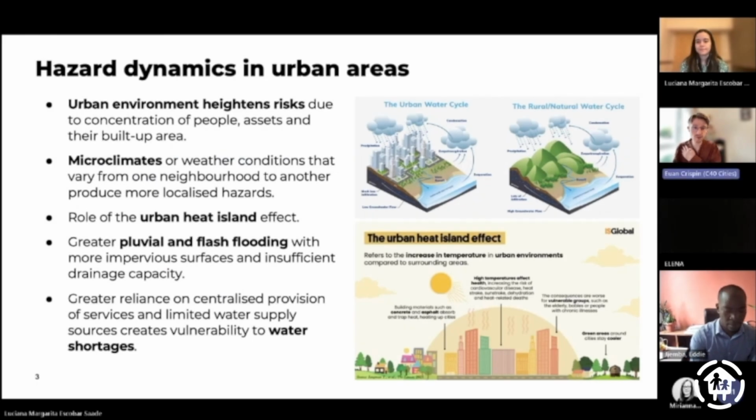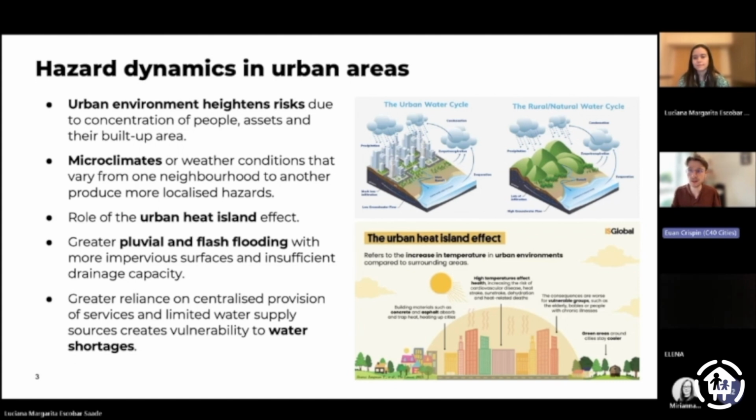So I think many of you will already know, and I'm sure as part of some of the other learning journeys you've covered some of these things, but I thought it'd be good initially to take a bit of an introduction to some of the hazard dynamics in urban areas and how these influence the way that early warning systems in urban areas ideally should function.